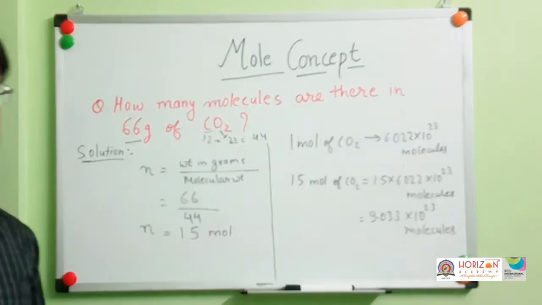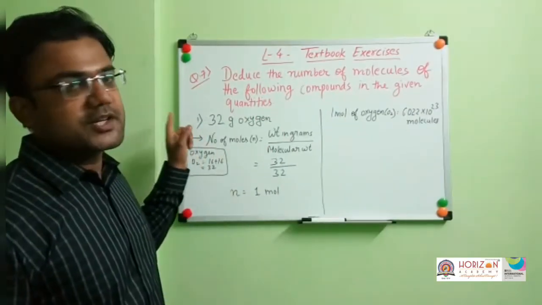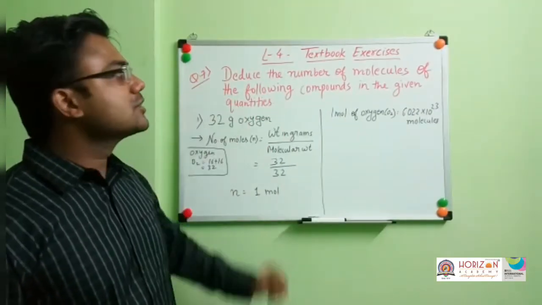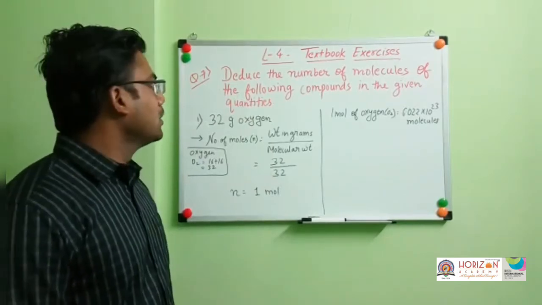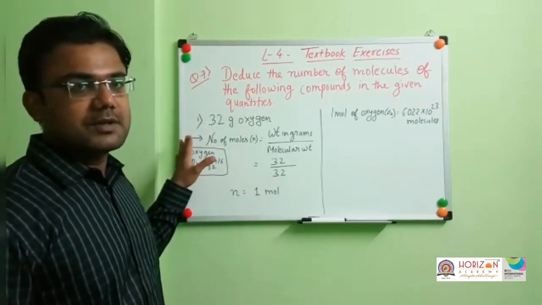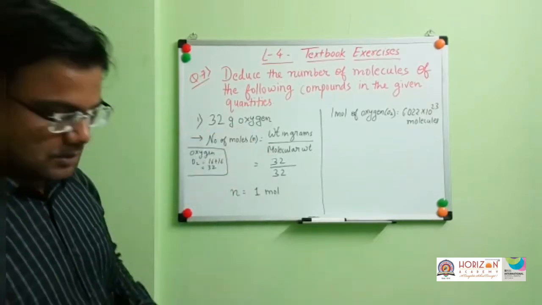So in this way you can calculate the number of molecules of different compounds. So this is very simple. I hope you have understood. There is one question in your textbook, question number 7. Deduce the number of molecules of the following compounds in the given quantities. So here different molecules or compounds are given. So the first one is 32 gram of oxygen.